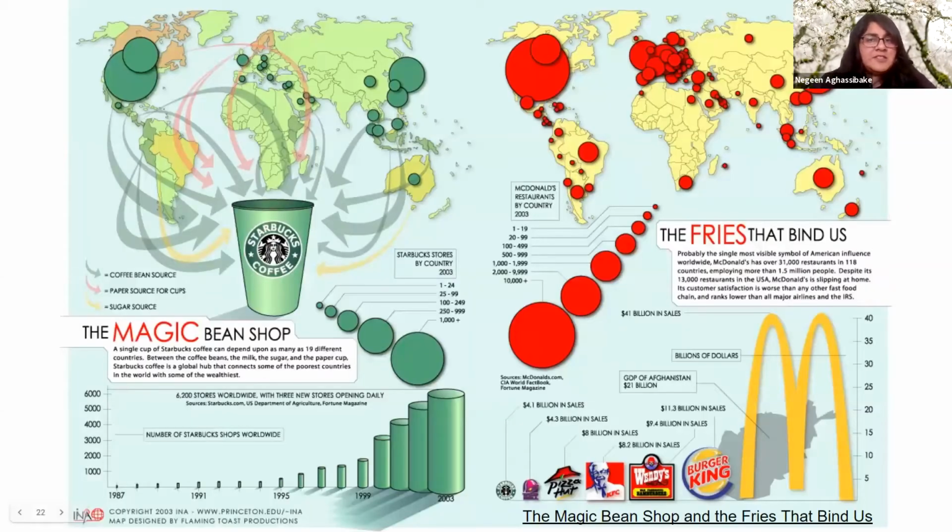These two visualizations are ones that you might have seen already. They've been going around for a while. It's the Magic Bean Shop and the Fries That Bind Us. They serve as a good example of how certain visualization decisions can be misleading or non-inclusive. For example, the differences between country colors are almost entirely invisible, and the arrows are really unclear, hard to follow, and the contrast is probably too low. The colors chosen may also exclude certain groups of color blindness.